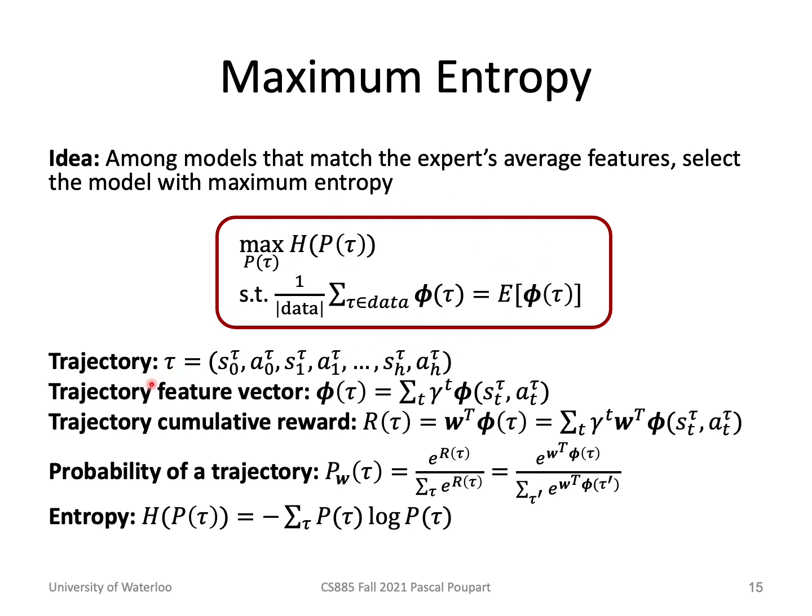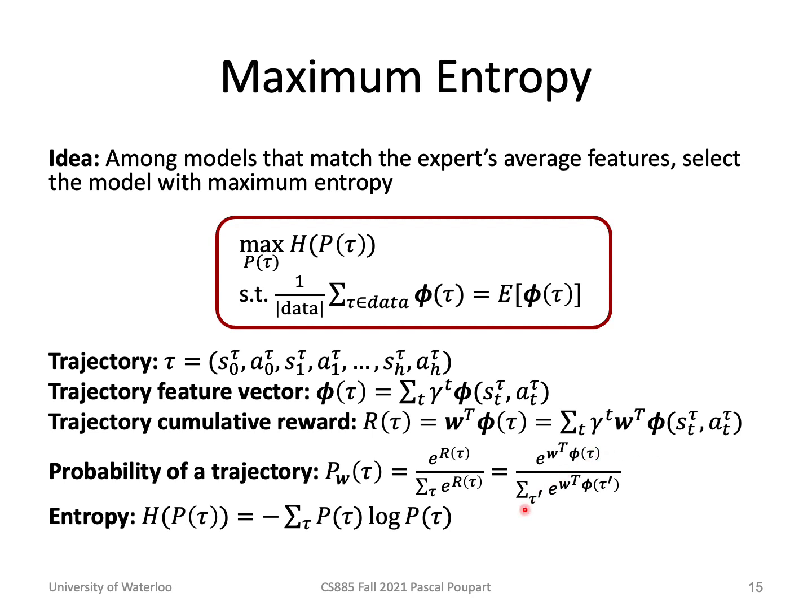So again, I'm going to denote by tau the trajectory that consists of a sequence of state action pairs. The feature vector of a trajectory tau is going to be denoted by phi, and that's again just a discounted sum of the feature vectors for the state action pairs in that trajectory. Then similarly we can denote by r of tau the cumulative reward of the trajectory tau, and that's going to be again just a discounted sum of the rewards in that trajectory.